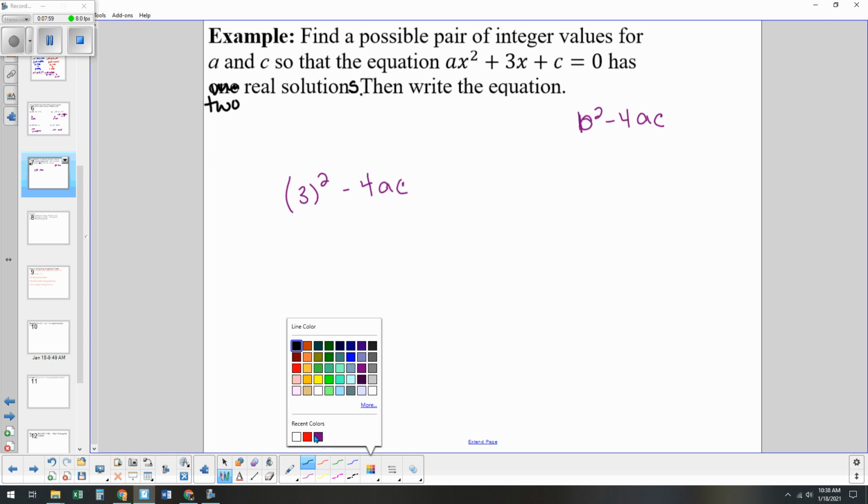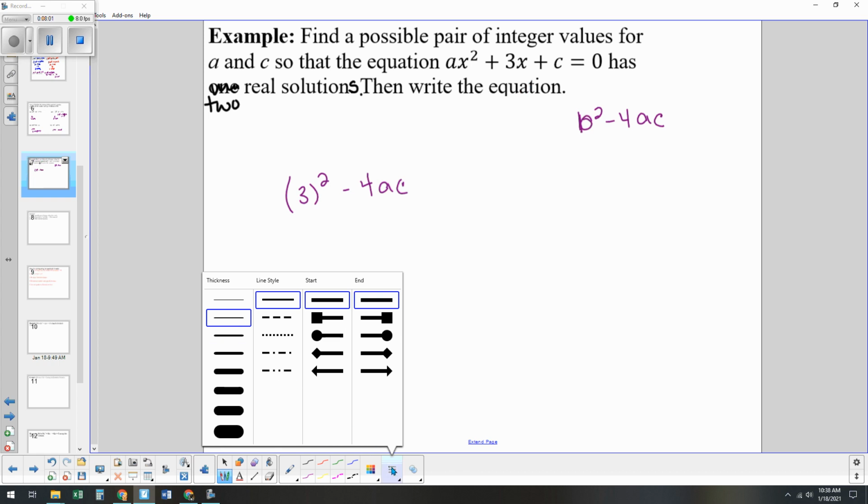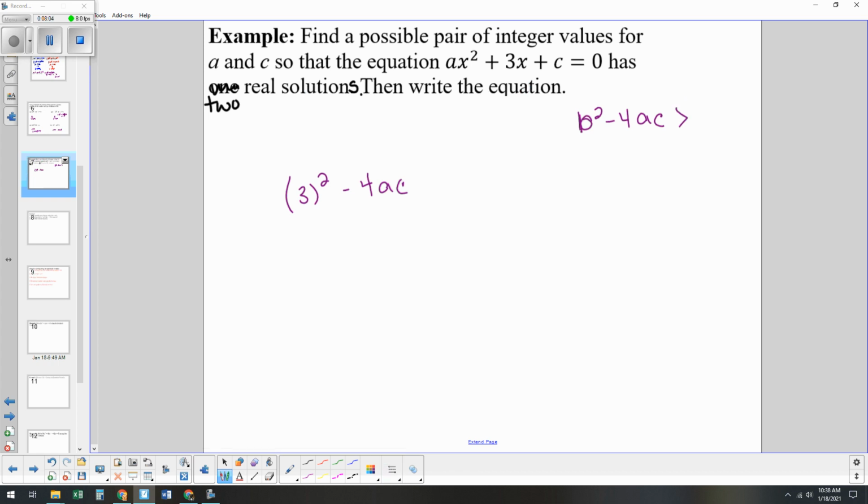Now for my discriminant, instead of being equal to 0, two real solutions is positive, so it's greater than 0. So I'm going to go back to this, greater than 0. So now I have 9 minus 4ac is greater than 0. If I move the 9 over, right, we get negative 9 now. I'm going to divide by negative 4. Remember when you divide an inequality by a negative, it flips. So now it's positive 9 over positive 4, because negative over negative is positive, and the inequality symbol flipped because of that. So I have a times c is less than 2.25.